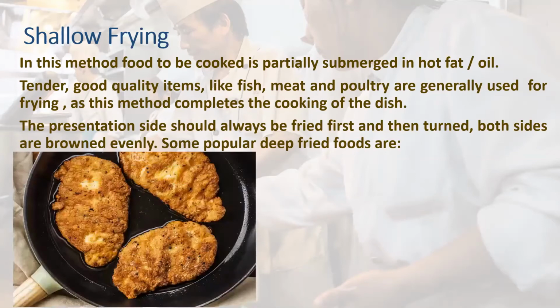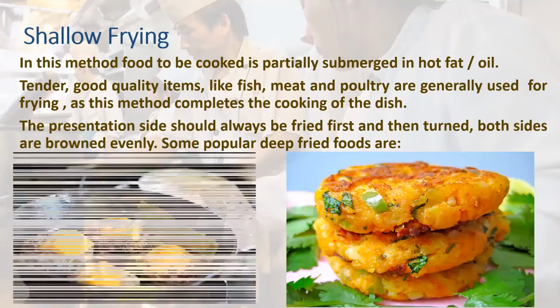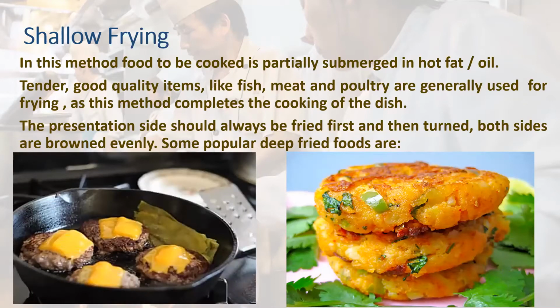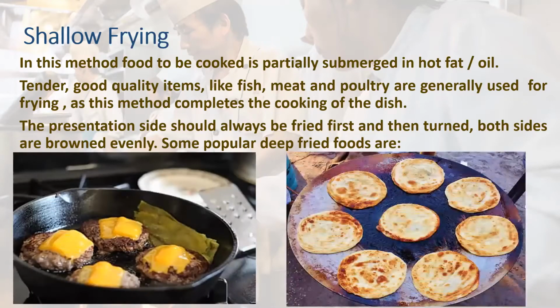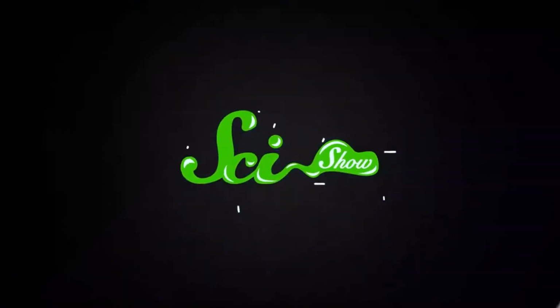So let's see a couple of popular shallow fried products. So you have the chicken breast cutlets, and you have the aloo tikki, which is very, very popular. Then you have the meat cutlets, and you have parathas. These are also shallow fried. Many different types of parathas are shallow fried. We will now see a video to understand the science of frying.